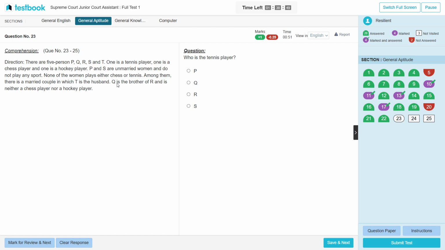Reason: Q is the brother of R, and is neither a chess nor a hockey player. Hockey also not. If he doesn't play chess, and not hockey, then he plays tennis.